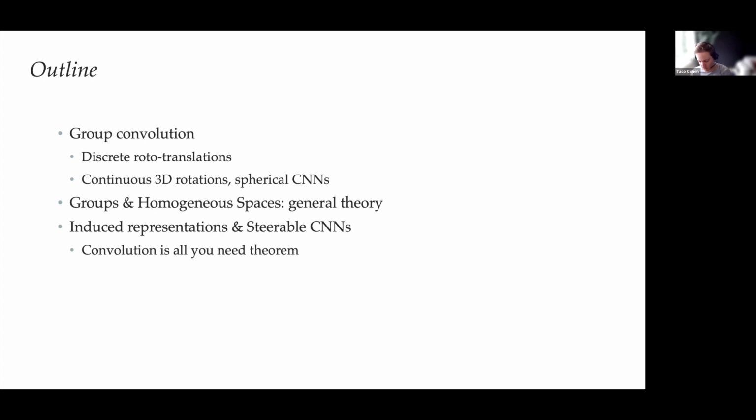What I'll come back to multiple times in this lecture is the convolution is all you need theorem, which says basically that when you have a feature space that's a space of signals or a space of fields on a homogeneous space, then the most general kind of equivariant linear map is indeed a convolution of a generalized kind.